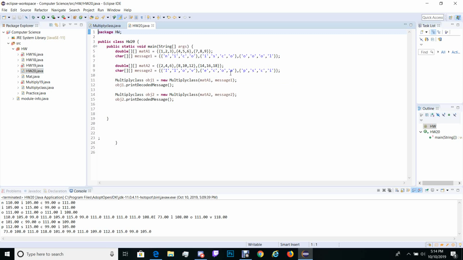certain function, which is mat A times message1, which is our decoded message, and here's another decoded message with object 2, which is the same thing with these ones instead.